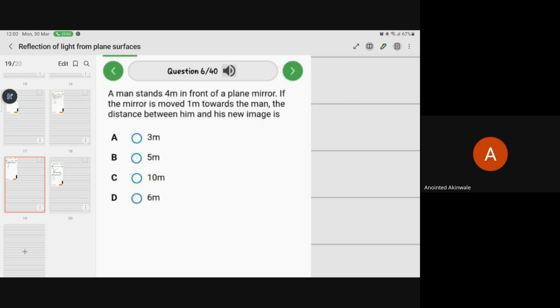Any person that is confused, do you have anybody confused based on this explanation you gave? I think it was quite detailed. Anointed is a good teacher. Justice, do you want to say something? I understand that. Yes, I understand.